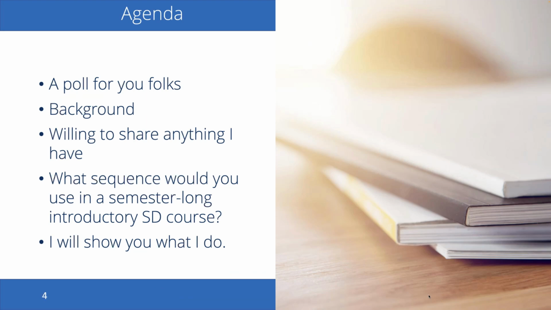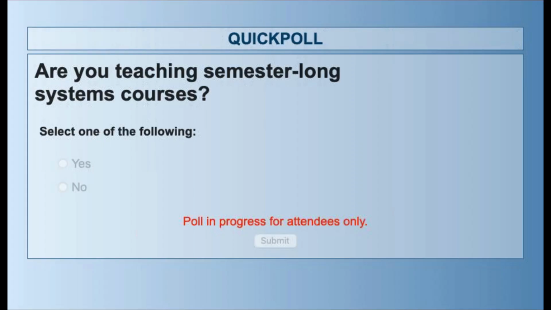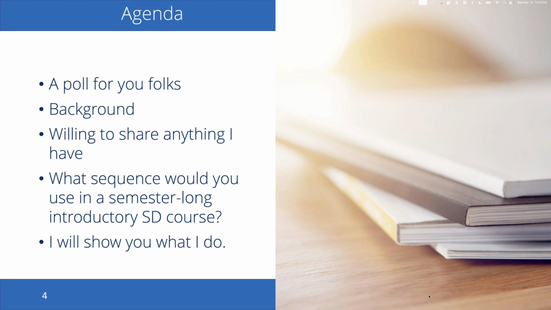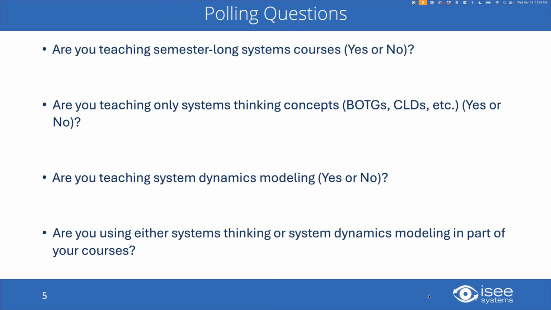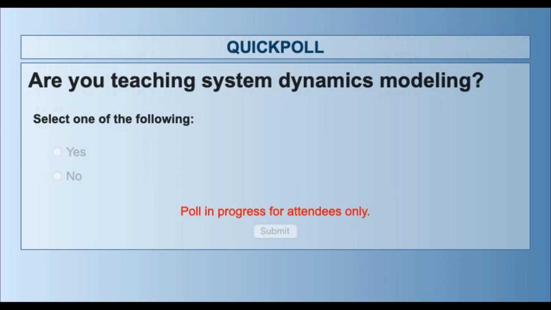So if you could do the poll, Hillary, I'd be interested in seeing the background of some of the folks we have here today. It says 33% are teaching system dynamics or semester-long courses. That's impressive. I didn't realize it was that high. 67% said no. We could go to the second poll question. It makes sense that it's practically flipped, right? The poll says that 22% are teaching just systems thinking, looking at behavior over time graphs, CLDs, link and loop polarity. 78% no. That's great.